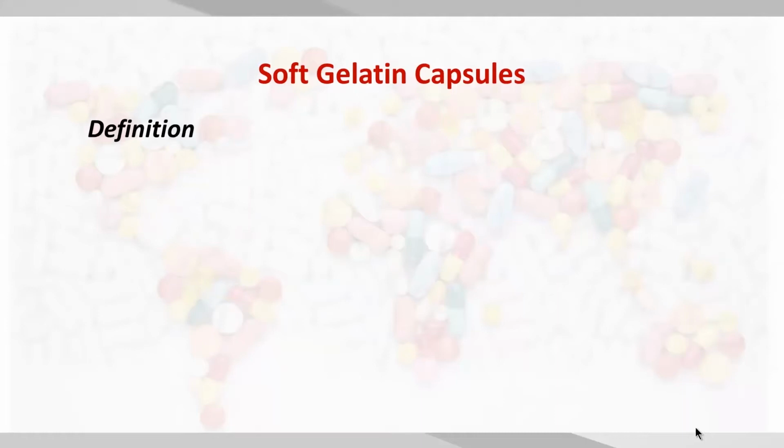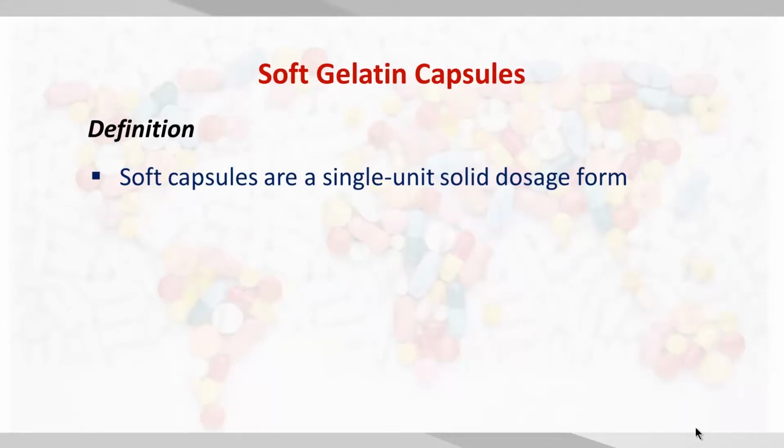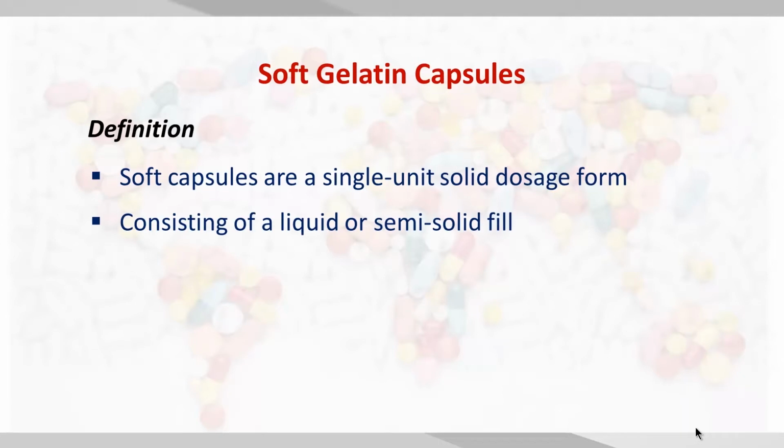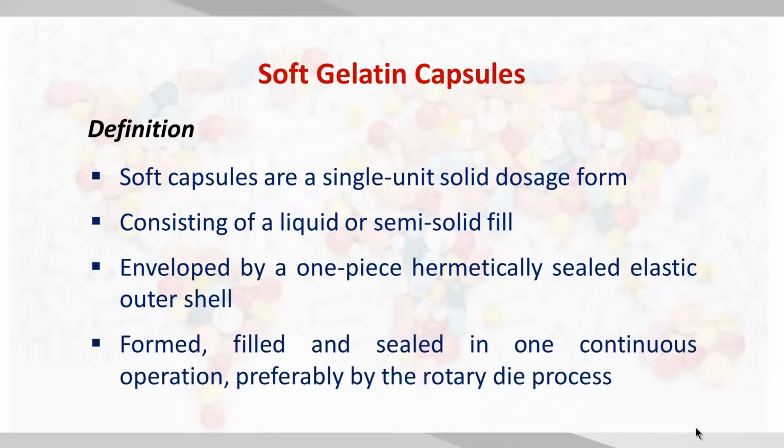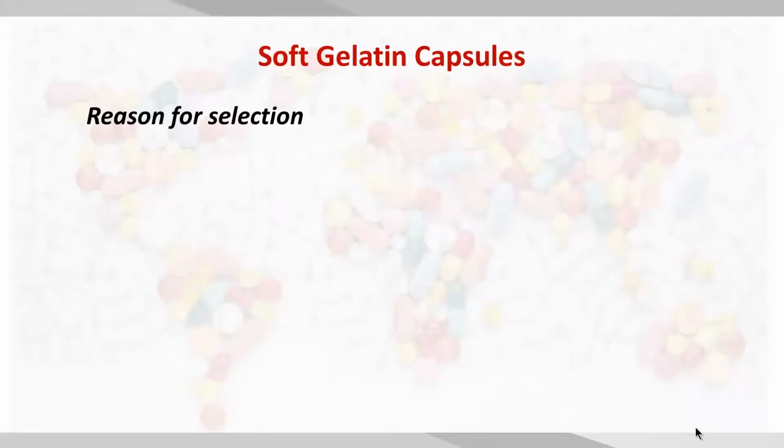aspects. Now, the definition of the soft gelatin capsules. Soft gelatin capsules are single unit solid dosage forms consisting of a liquid or a semi solid as filling material, enveloped by one piece hermetically sealed elastic outer shell, formed, filled and sealed in one continuous operation, preferably by rotary dry process.